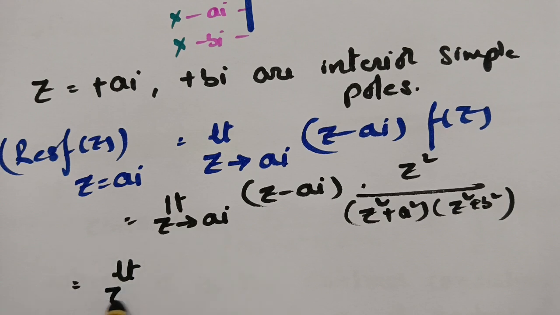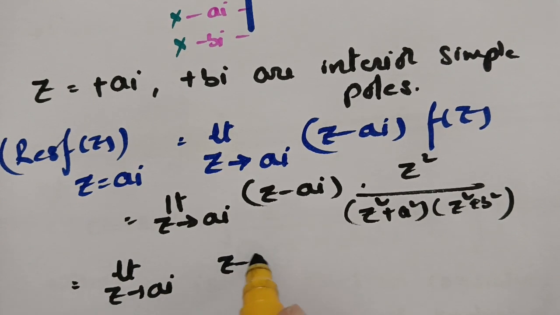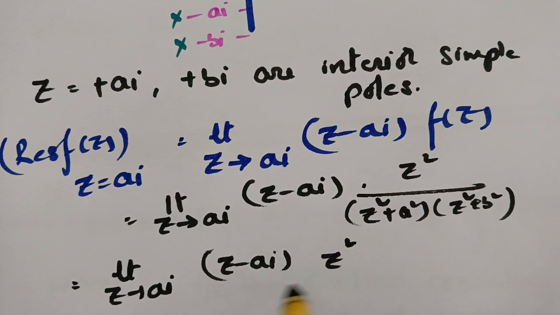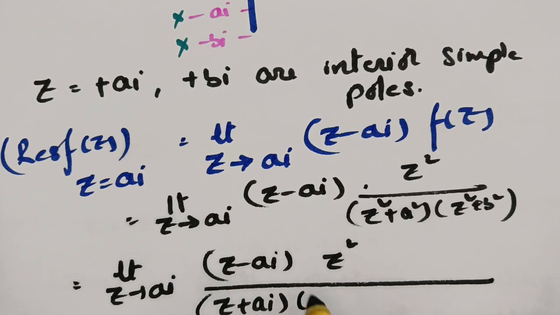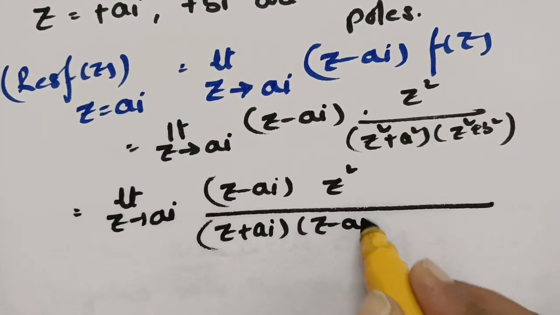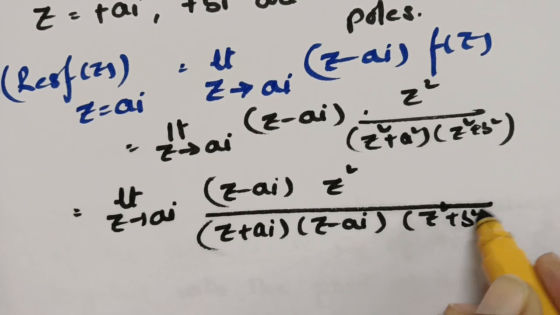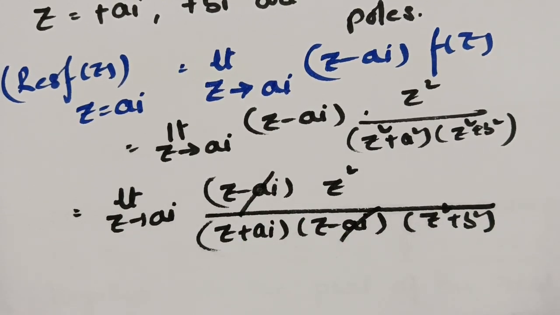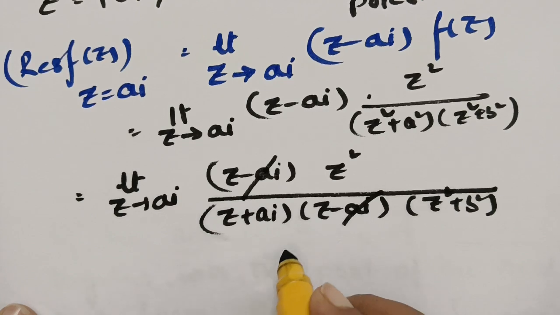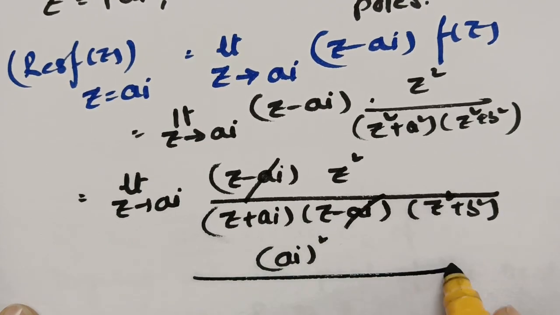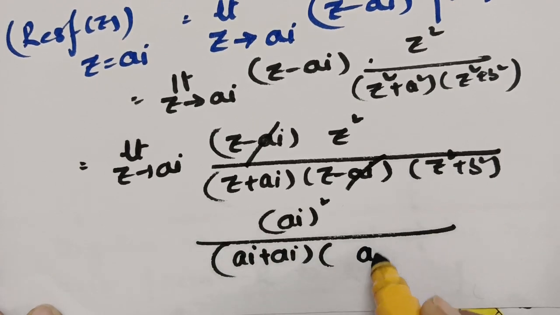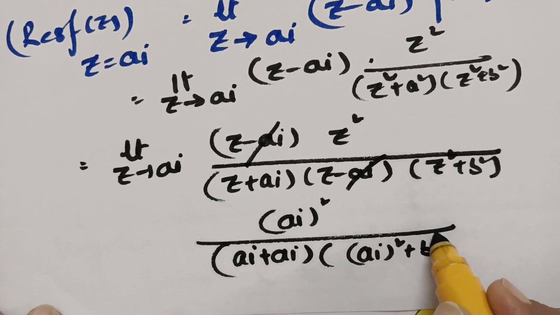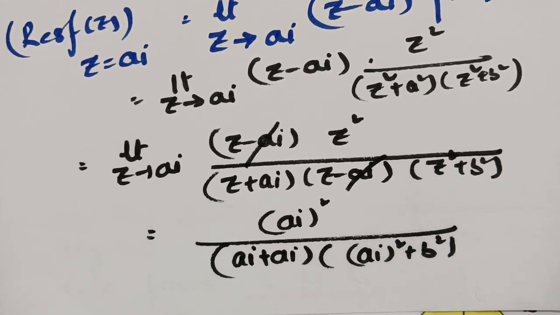So this will be limit z tends to ai of z minus ai, and here this can be written as z square by, split into z plus ai into z minus ai, and z square plus b square. Now I can easily cancel this one and substitute ai in place of z. So this is ai whole square by ai plus ai into ai whole square plus b square. So this is the residue value.